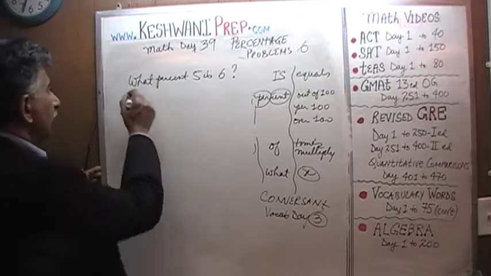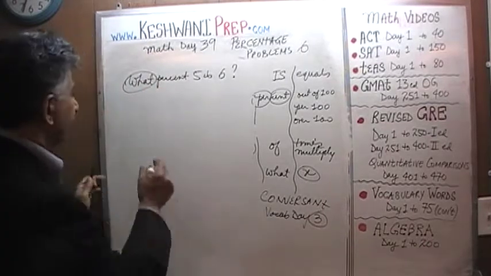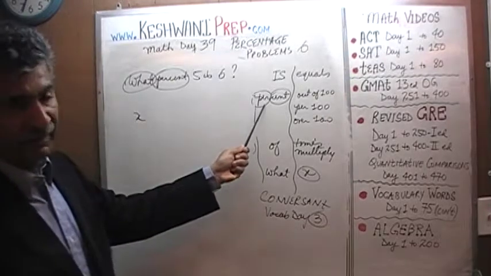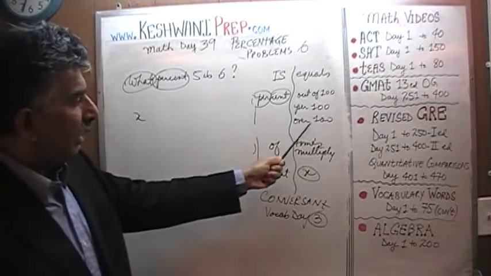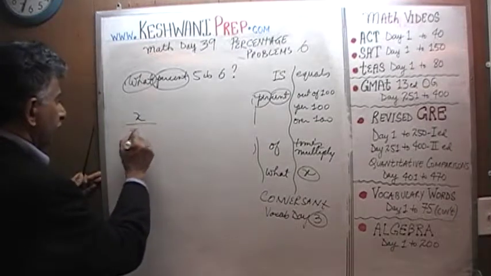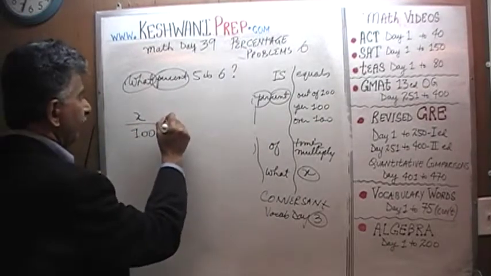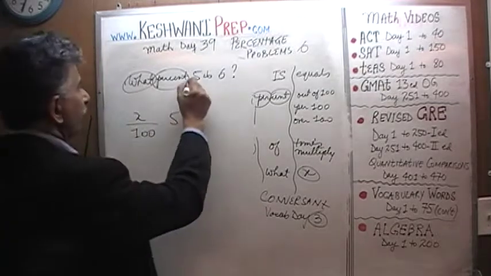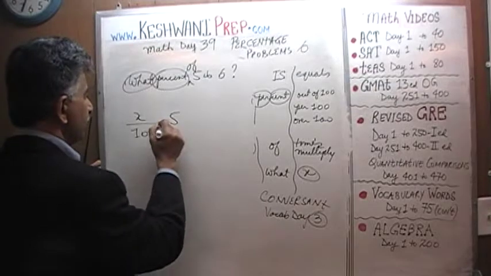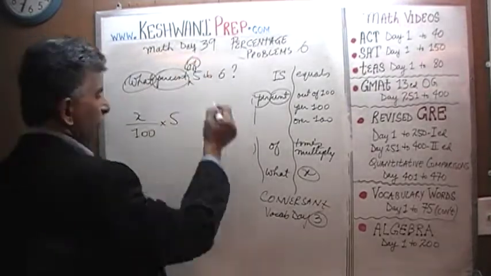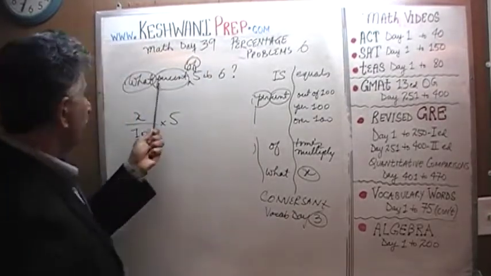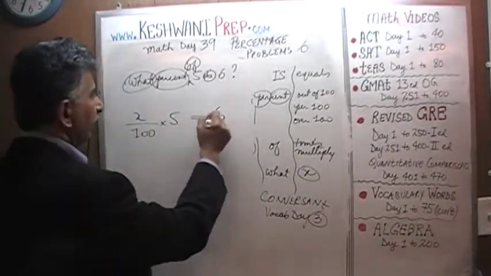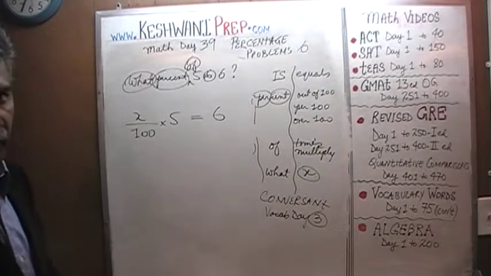Let's do it. What means the unknown, the x? Percent means exactly what it says, per 100, out of 100. 5, what percent of, which means times, of means times, the multiply, what percent of 5 is, means equals 6. That's it. We have our equation.